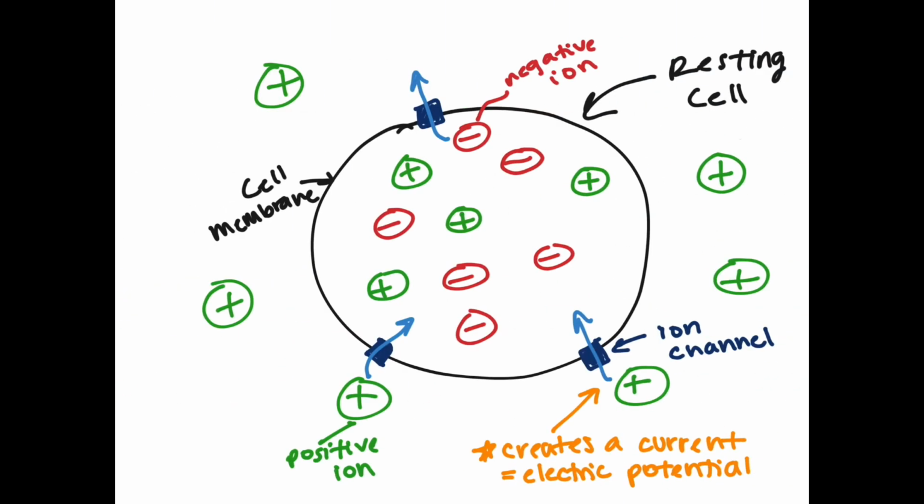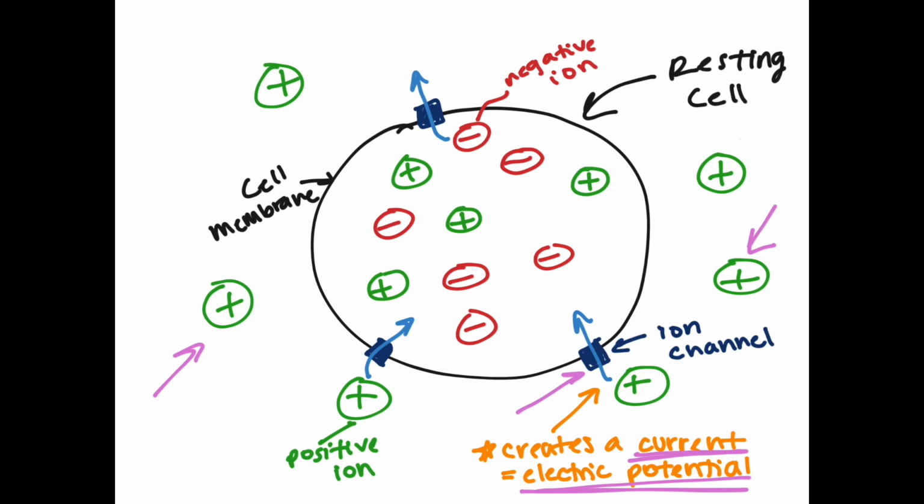electricity. Most resting cells in our body are negatively charged, meaning the ions inside of the cell membrane are mostly negative. They are usually surrounded by positively charged ions. On the cell membrane, there are ion channels that allow ions to travel in and out of the cell. Cells create a current by allowing ions to move across the membrane, which creates an electric potential.